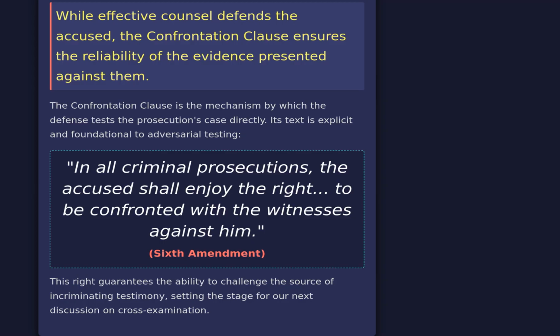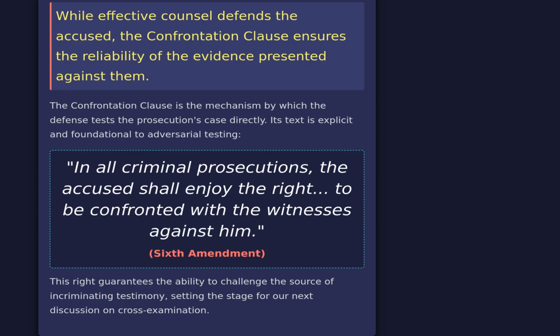We have covered the right to have counsel, and the standard for ensuring that counsel is effective under Strickland. Now, we bridge this crucial protection to another fundamental Sixth Amendment guarantee, the Confrontation Clause. While effective counsel defends the accused, the Confrontation Clause serves a complementary purpose. It ensures the reliability and trustworthiness of the evidence presented against the accused.